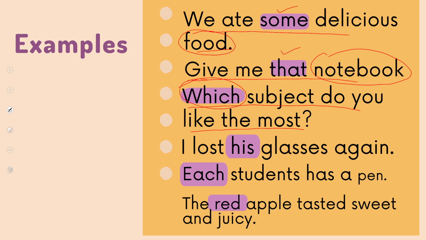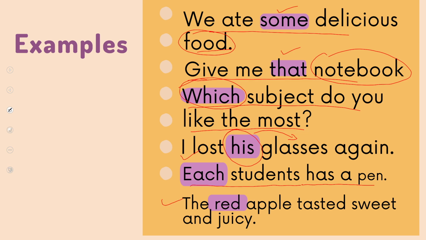Next one is, I lost his glasses again. Now, his is showing the possession of glasses. It's a possessive adjective. Next one is, each student has a pen. Now, each is a distributive adjective. Now, the left one is our descriptive adjectives.